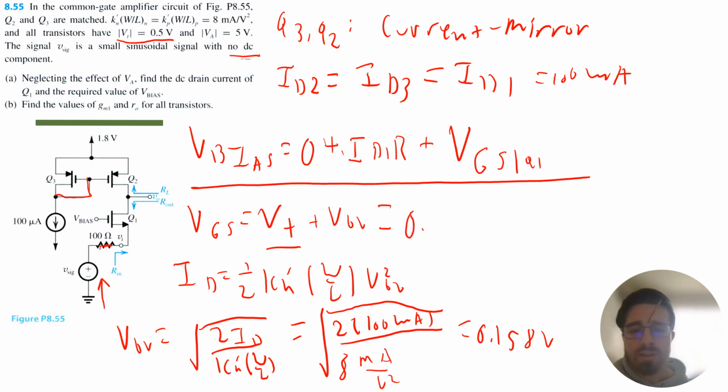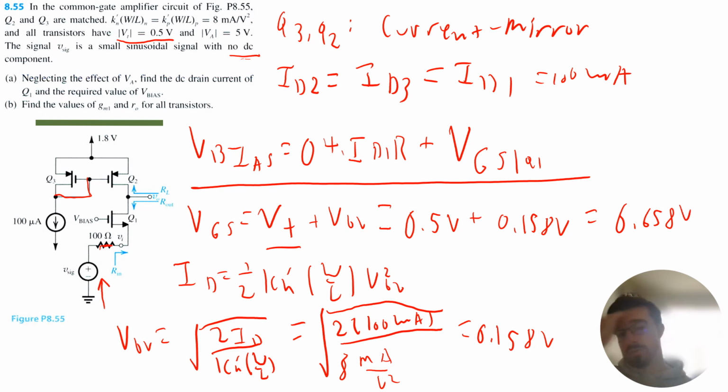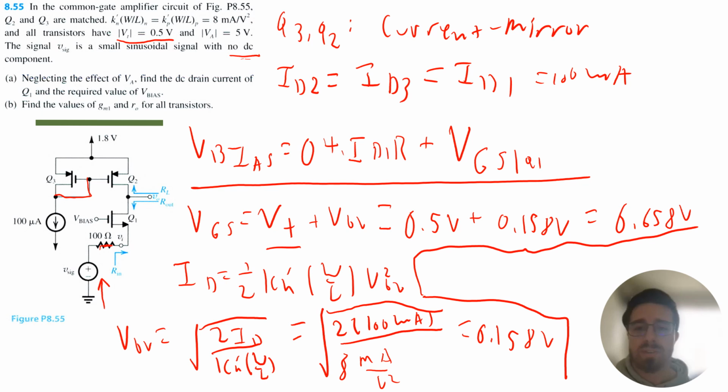So now I can calculate my voltage from gate to source. It's going to be the threshold voltage, 0.5 volts, plus 0.158 volts. So that's going to be 0.658 volts for the gate-to-source voltage. And now I can calculate my V bias by just simply adding that extra current times resistance. So V bias is equal to the drain current, which is 100 microamps, times the resistance, which is 100 ohms, plus that gate-to-source voltage which we already calculated, so that's 0.658 volts.